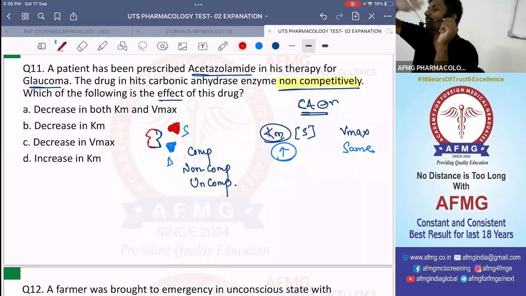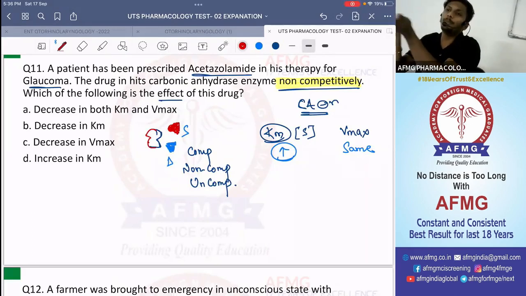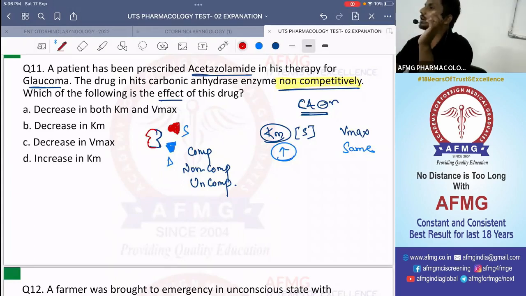Now the substrate, even if you increase the substrate concentration to any level, the drug is still going to bind because it has another site. It does not need to compete with the substrate. And therefore, since it is going to bind at any cost, the Vmax or the velocity of the reaction is going to decrease. Whatever you do, the reaction velocity will decrease. So in non-competitive inhibition, the velocity of the reaction decreases.